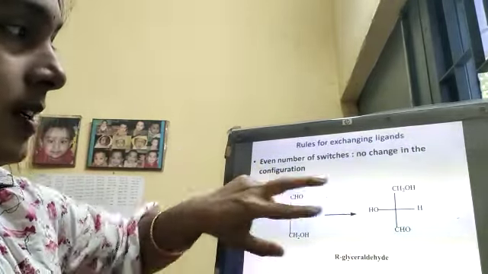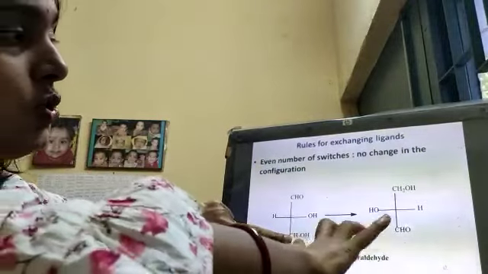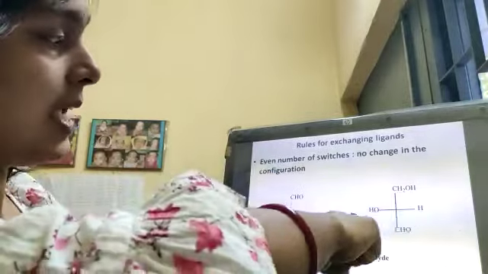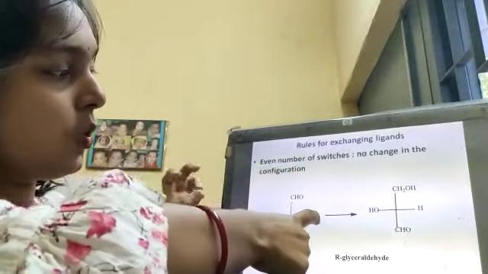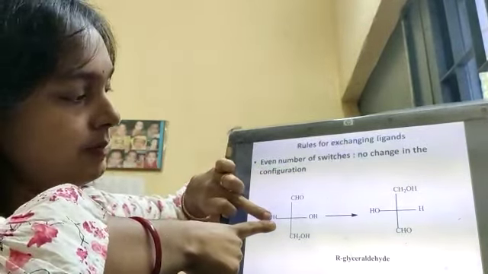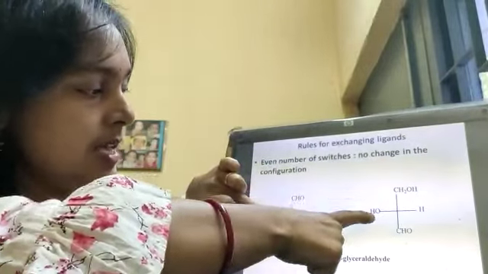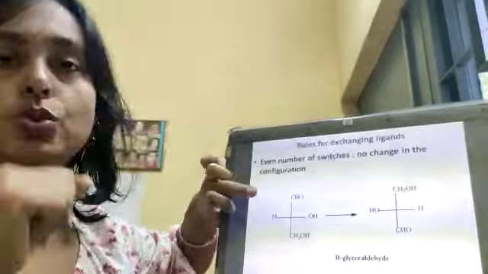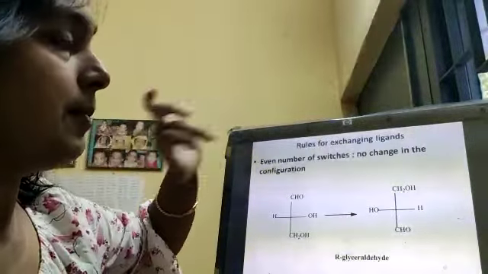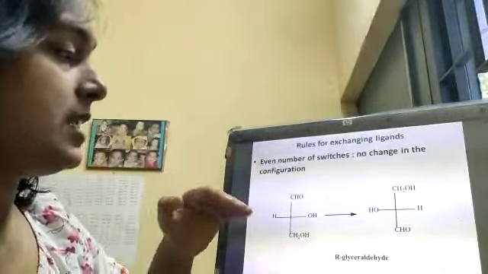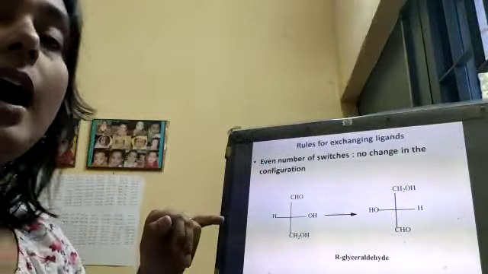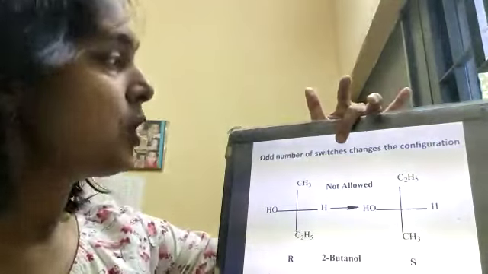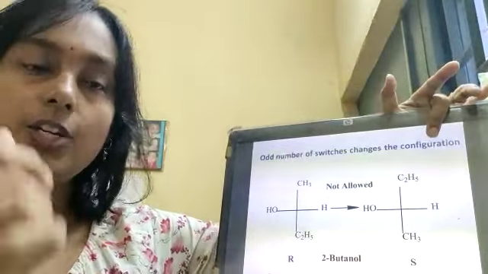So if the change is twice, like that, CH2OH goes upwards, CHO downwards. So one time change, CH2OH goes upward, CHO goes downwards. Next one is they have interchanged. OH has come to left side and hydrogen will be coming to right hand side. So twice changing, so even number of switches. So there is no change in the configuration. Both are R-glyceraldehyde.